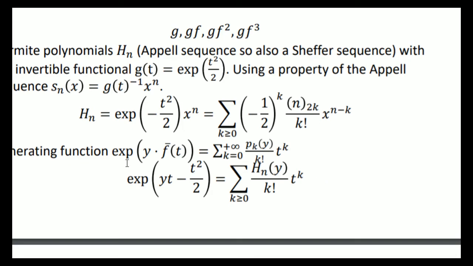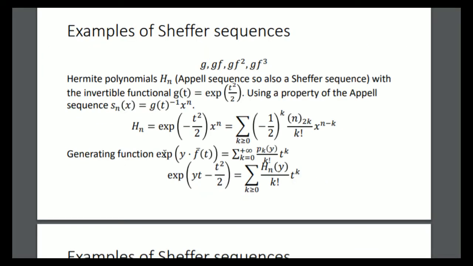Now, the generating function formula, if you apply this to the Hermite polynomials that are Scheffer sequences, you find this result. So once again, we are dealing with very inconvenient operators, but in a nicer and more elegant way. Because if you would have written it as an operator, you would have very complicated expressions.